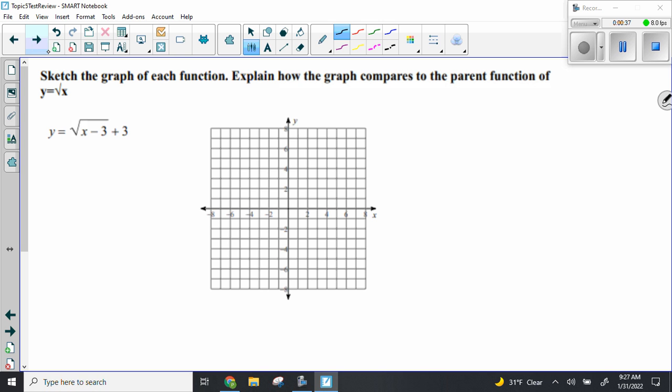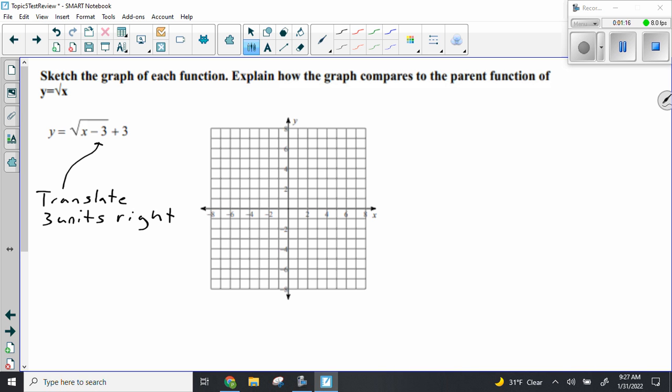The first thing that you're going to need to do is to graph a function and explain how it compares to the graph of the parent function. So what we know about this, right? We know that this part right here is a horizontal translation. And if it's negative, it actually pushes it in the positive direction. So this should translate it 3 units to the right.